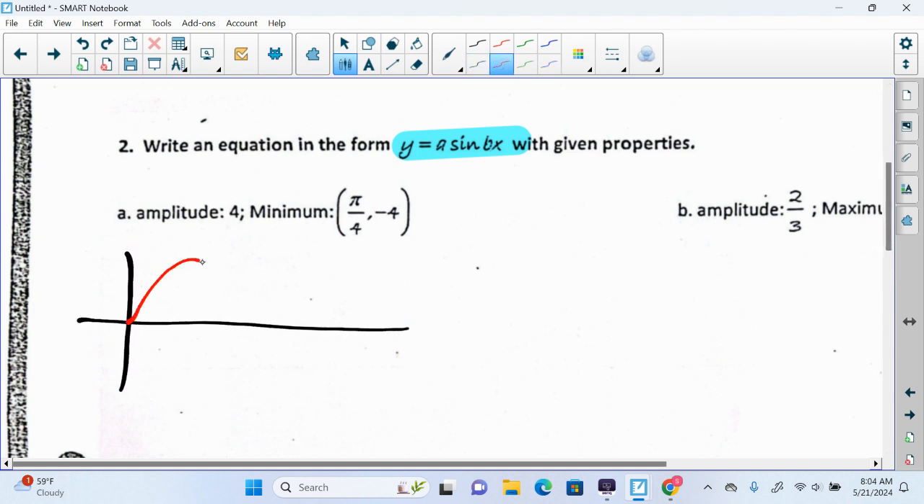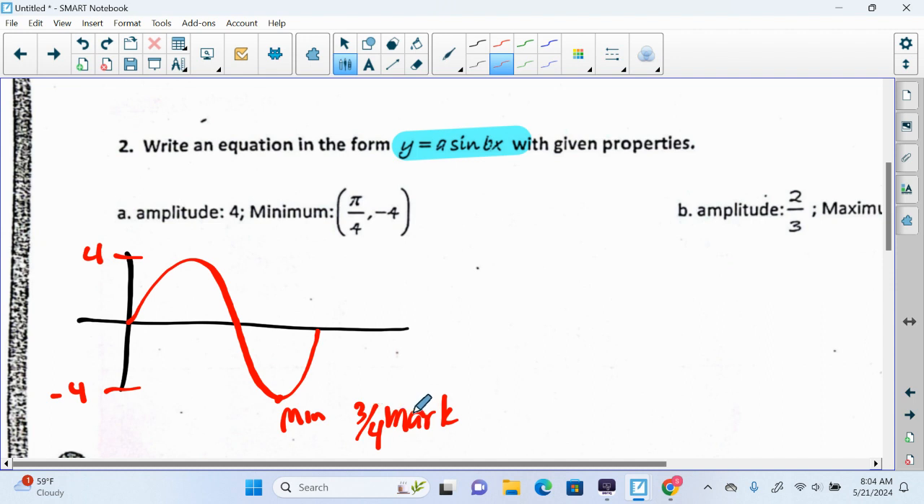If I were to do this here, here's the minimum. Now that minimum is at the 3/4 mark of the graph. And notice, we know this would obviously be at -4 here, and 4, there's your amplitude. But if you remember, amplitude is always considered positive. So you could figure this out here. You have to figure out the period and what 3/4 that is, which is not unbearably hard.